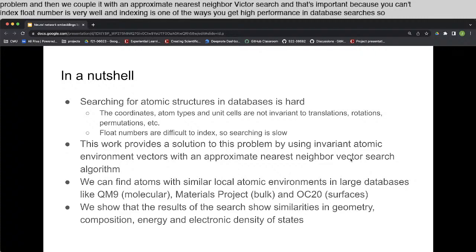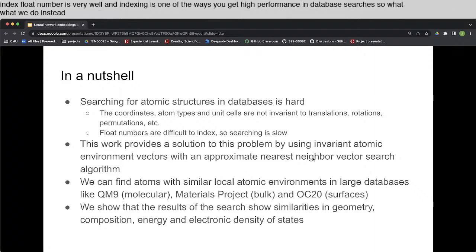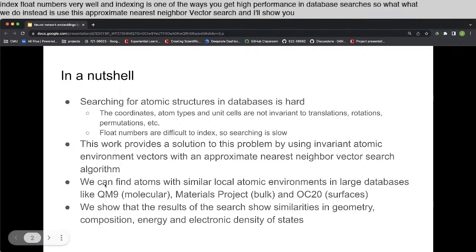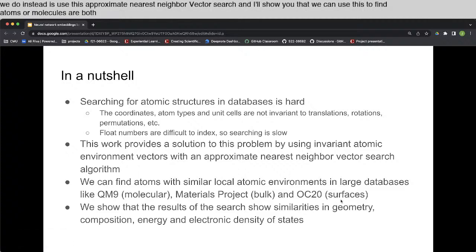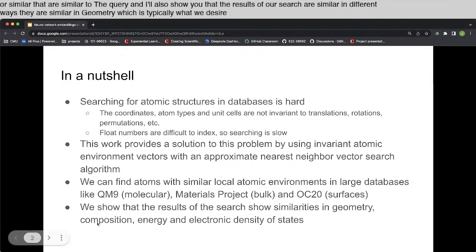So what we do instead is use this approximate nearest neighbor vector search. And I'll show you that we can use this to find atoms or molecules or bulks or surfaces that have similar environments or that are similar to the query. And I'll also show you that the results of our search are similar in different ways. They're similar in geometry, which is typically what we desire, composition, energy, and electronic density of states, and by proxy, other properties.